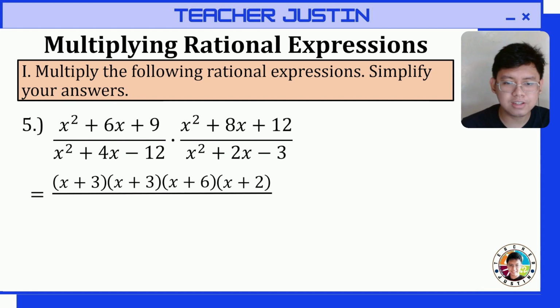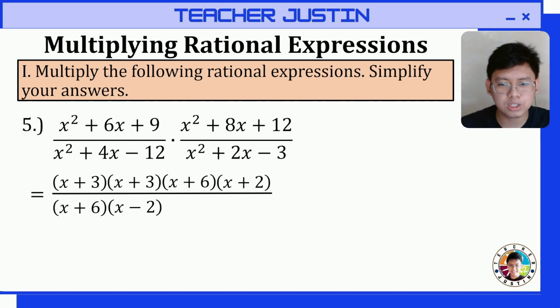Now, punta naman tayo sa denominator. I-factor natin si x squared plus 4x minus 12. So, using quadratic trinomial case 1, ang factor niya is x plus 6 and x minus 2. Now, yung kabilang denominator naman, yung x squared plus 2x minus 3, meron siyang factor na x plus 3 and x minus 1.